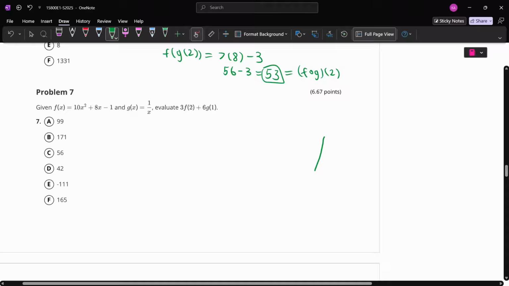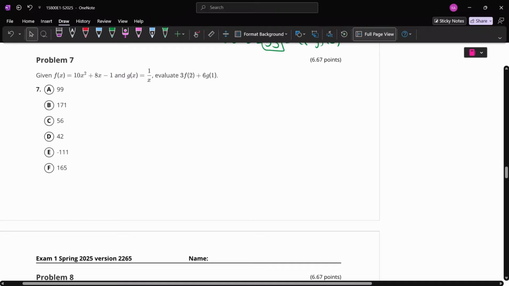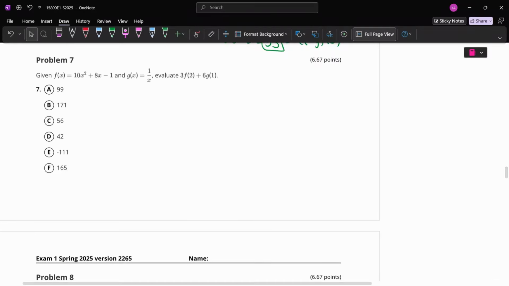Alright, given f of x is equal to 10x squared plus 8x minus 1, and g of x is equal to 1 over x, then evaluate 3 times f of 2 plus 6 times g of 1. So similar to other questions that are asking you to just sub in a value for a function, it's going to be that, but with a bunch of other steps on top of that. I guess just seeing if you really understand how that property works.